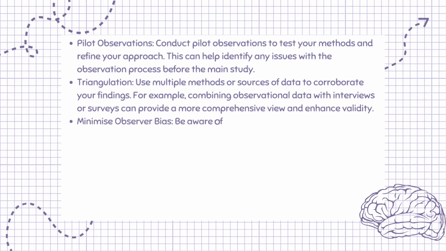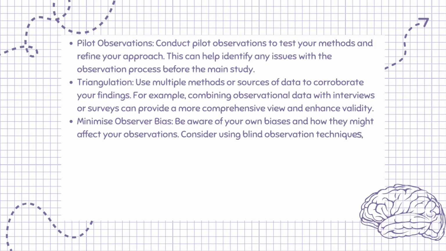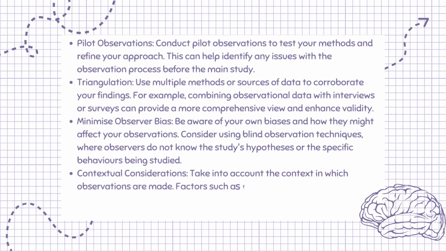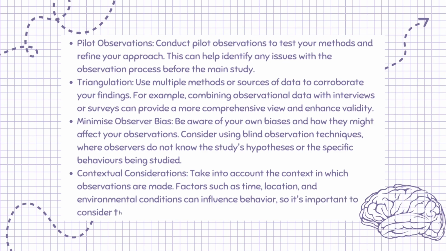Minimize observer bias. Be aware of your own biases and how they might affect your observations. Consider using blind observation techniques, where observers do not know the study's hypotheses or the specific behaviors being studied. Contextual considerations. Take into account the context in which observations are made. Factors such as time, location, and environmental conditions can influence behavior, so it's important to consider these when interpreting results.